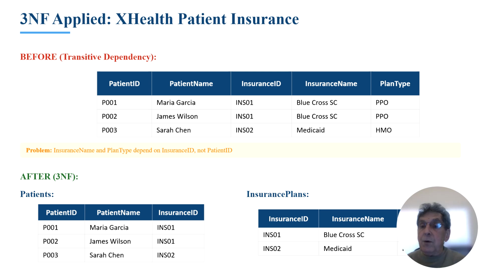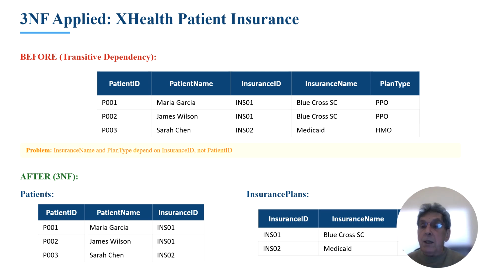Here's a common healthcare scenario that often violates third normal form: patient insurance information. In the before table, we have patients with their insurance details. Patient ID is the primary key. Check the dependency chain. Patient ID goes to insurance ID. Each patient has one insurance plan. Insurance ID goes to insurance name, plan type. The insurance ID determines the name and type. So patient ID goes to insurance ID, goes to insurance name. That's a transitive dependency.